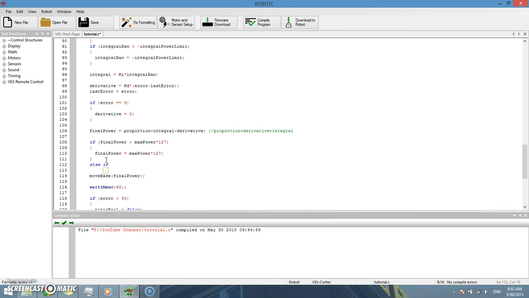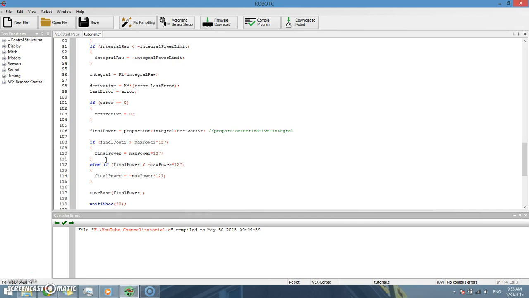Don't forget about the negative case. If your final power is negative and it's too big, which is not quite going to happen in our case, but just in case some robot knocks it out, just to make the code complete, let's do this. If the final power is smaller than negative max power times 127, then we are going to set the final power equal to negative max power times 127.